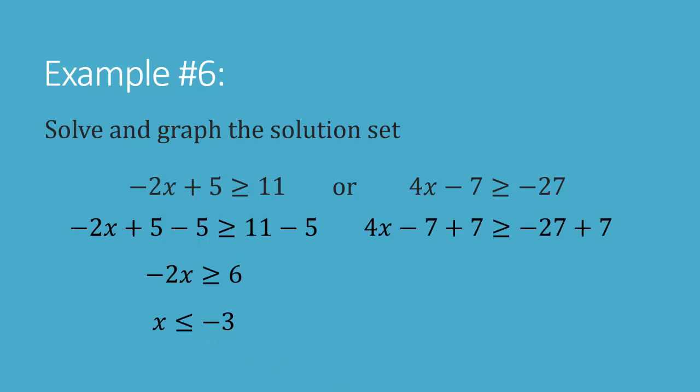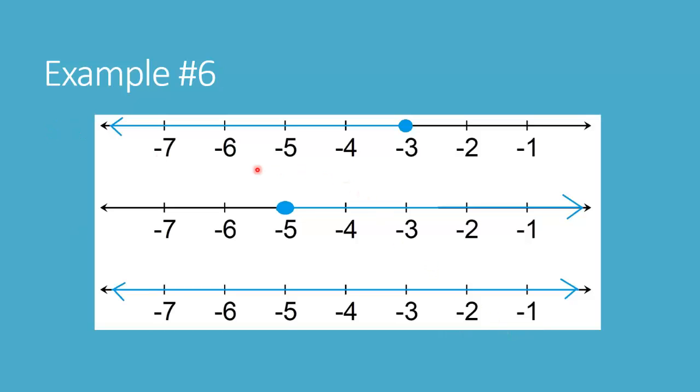On the right side, we add 7 to both sides, and then we divide by 4 to get x is greater than or equal to negative 5. So we want all values of x that are less than or equal to negative 3, or they're greater than or equal to negative 5. So we draw this, and we get this one for less than or equal to negative 3. We have this number line for greater than or equal to negative 5.